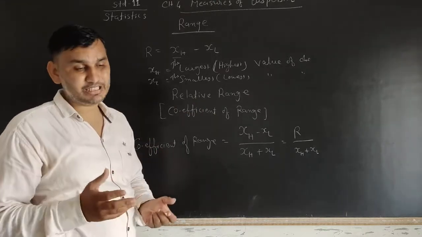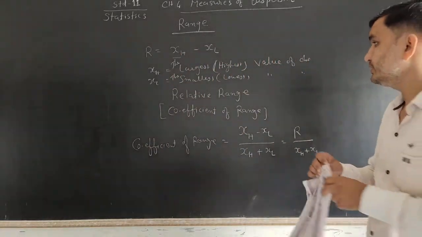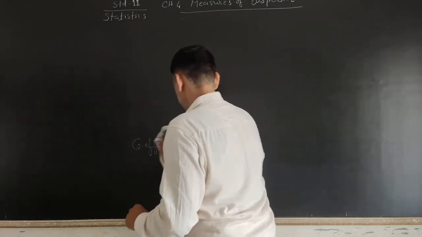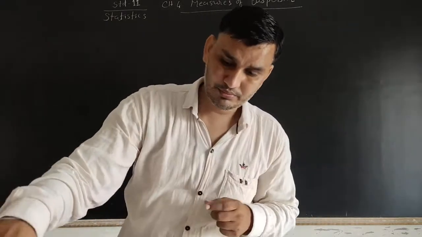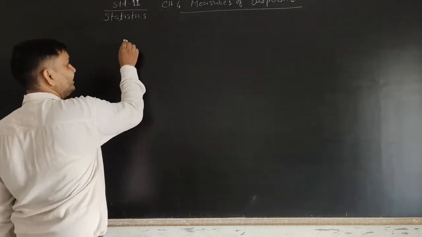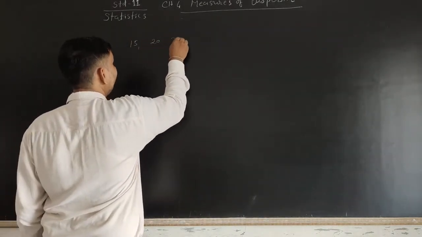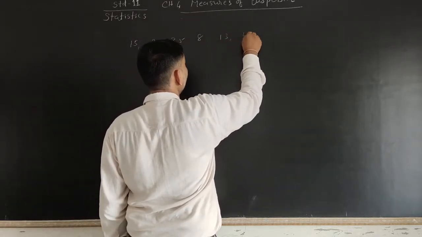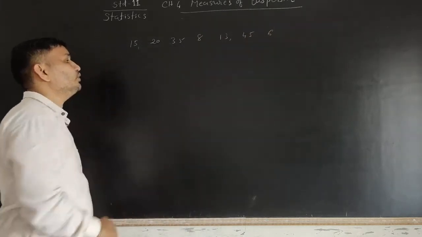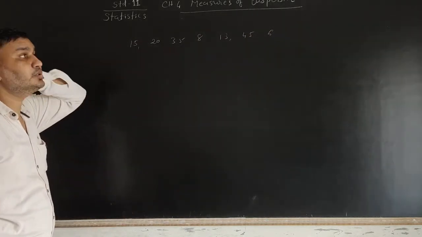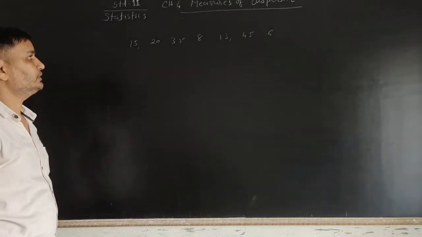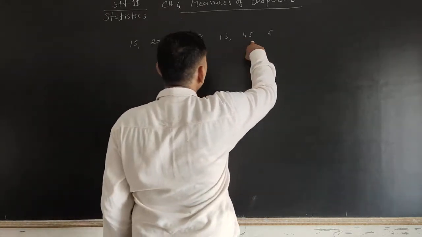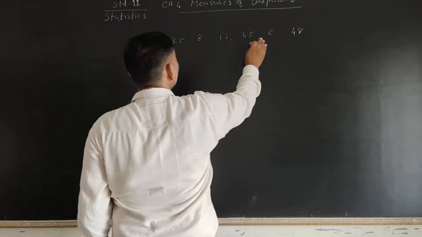Now we'll check some sums so that we understand properly what the range is and what it shows. We'll do it orally: 15, 20, 35, 8, 13, 45, 6, and 48. Suppose from these observations we want to find the range.